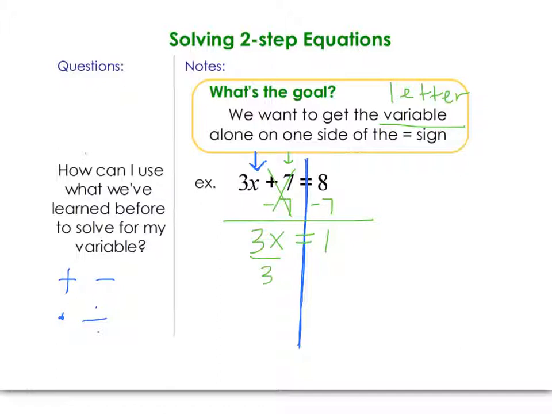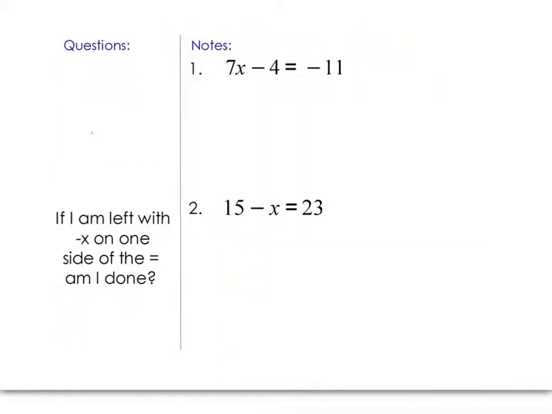How many of you guys divided by 3 on both sides? Hopefully, we said the opposite of multiplication is division. So if I divide both sides by 3, x is all alone and it equals 1 over 3. Now we could change that to a decimal, 0.333, or I could just leave it as a fraction, 1 over 3. That is my final answer. So let's take a look at these. I have some more examples.